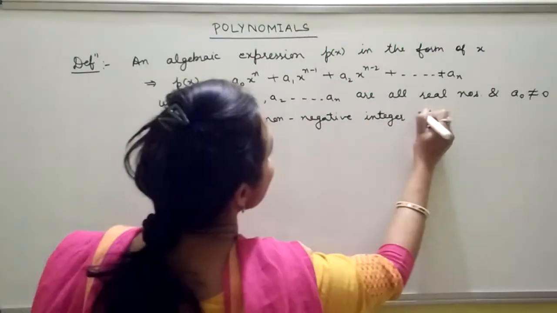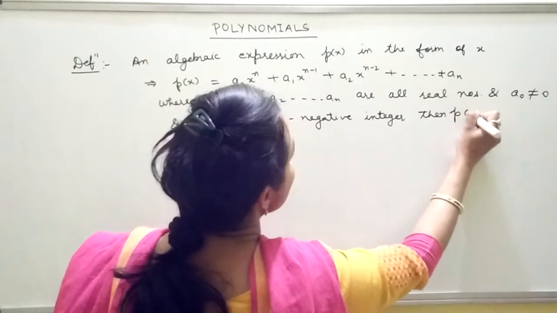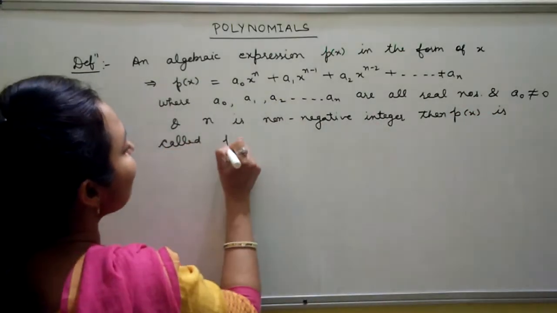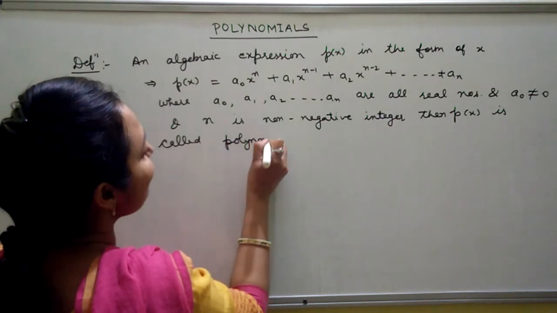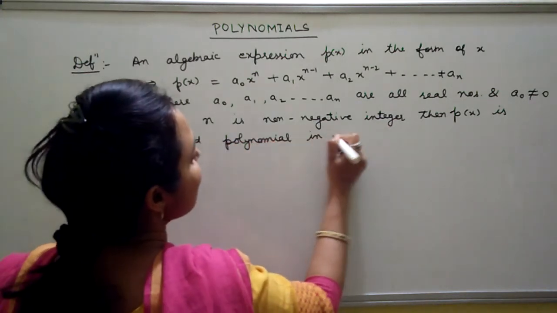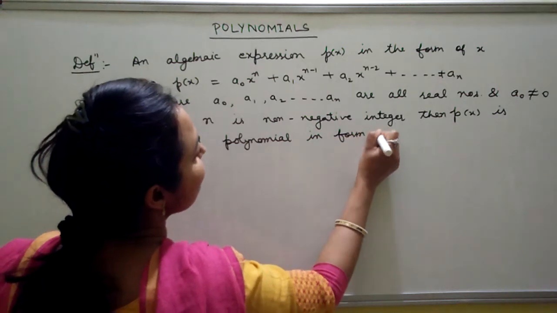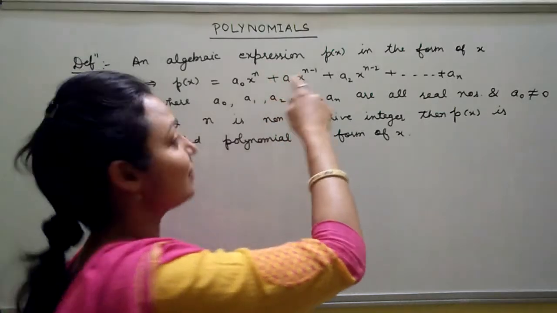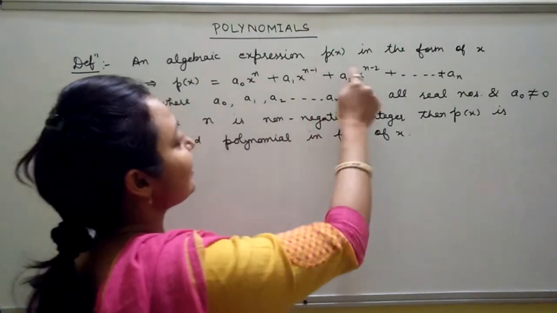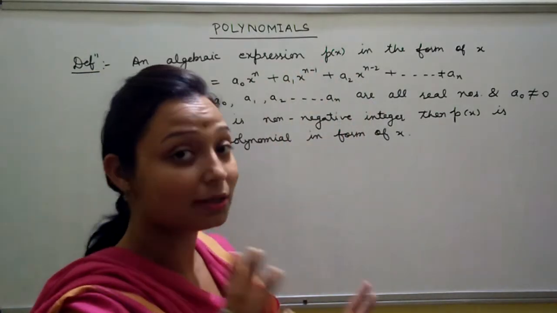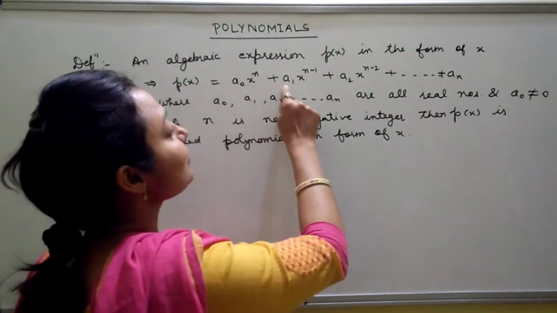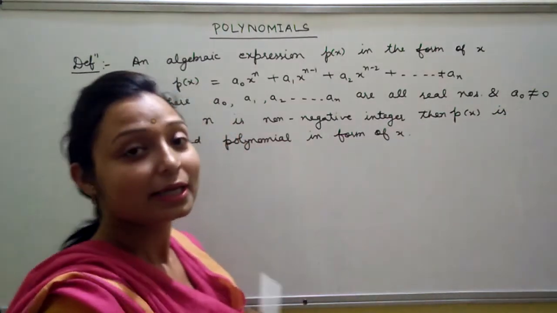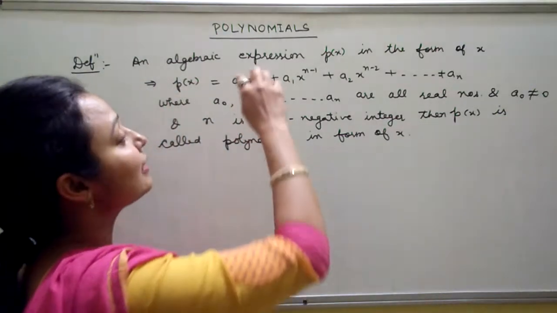Then p(x) is called a polynomial in the form of x. Okay, the polynomial should be in the form of a naught x raised to power n, where the power n is a non-negative integer, all are positive integers, and these a naught, a1, a2 are all real numbers. A naught should not be equal to 0. That means this is a polynomial of degree n.